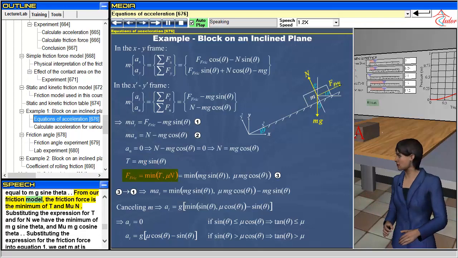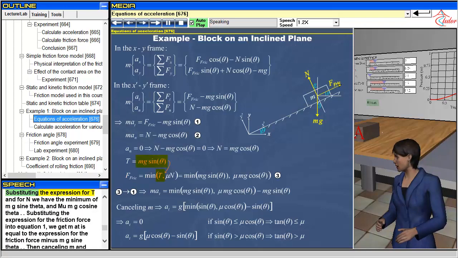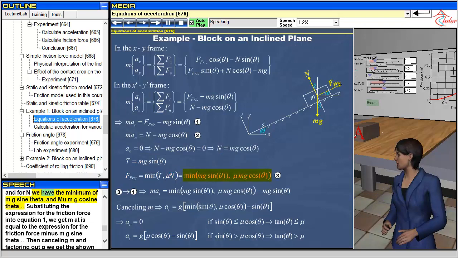From our friction model, the friction force is the minimum of T and mu N. Substituting the expression for T and for N, we have the minimum of mg sine theta and mu mg cosine theta.